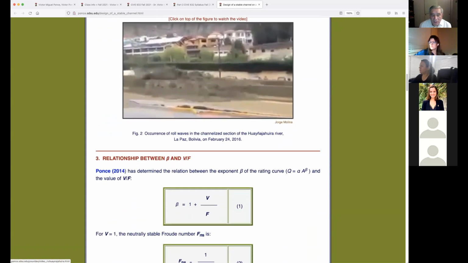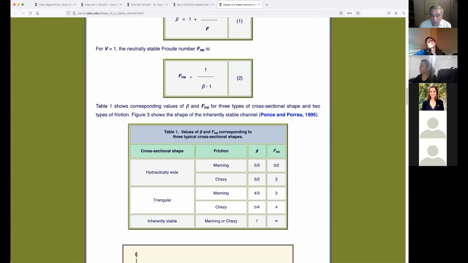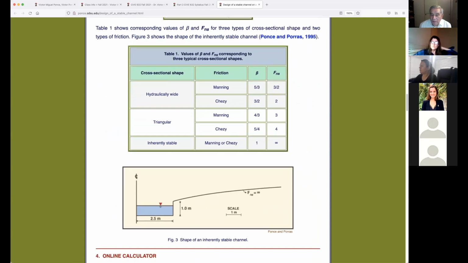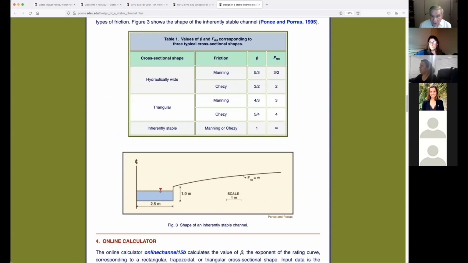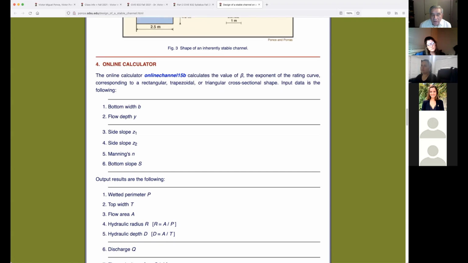So we already covered this ground, the relationship between beta and V over F. Hydraulically wide, the betas and the Froude number for neutral stability, the design of the inherently stable channel, the online calculator, okay? The online calculator calculates the value of beta, the exponent of the rating, corresponding to a rectangular, trapezoidal, or triangular channel. Input data is the following. So you're going to now set up to run this program. You're going to have to determine the bottom width.